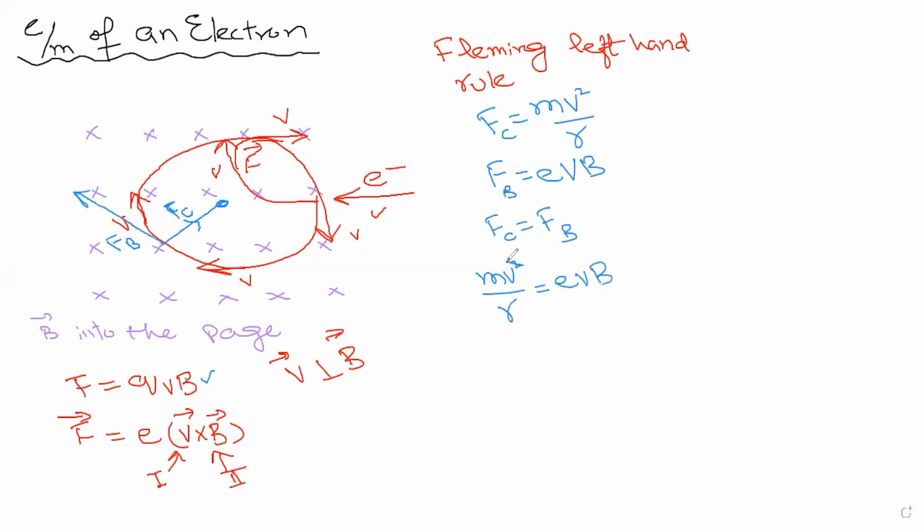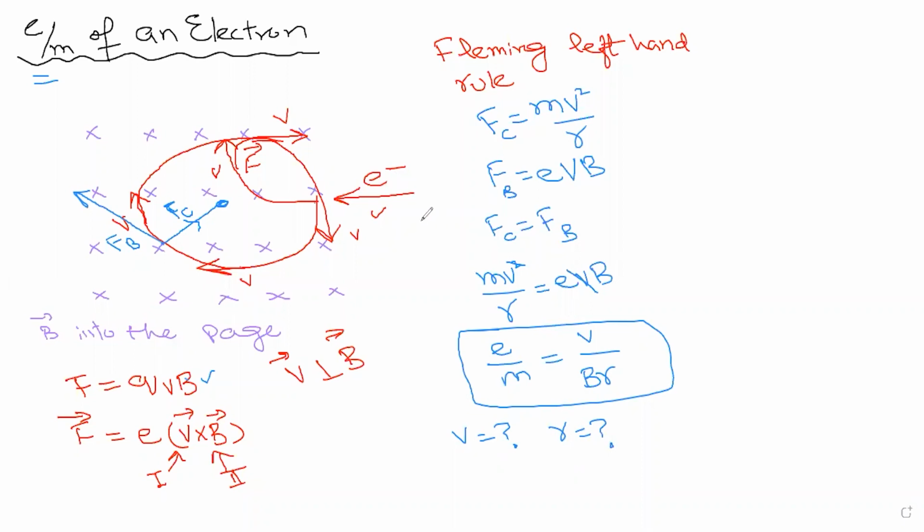We can cancel V by V square, and by rearranging this, we get E upon M equals V upon BR. This is the equation that we can use to find the charge to mass ratio. It means that a particular material has this value of charge. Now we have to find V, the velocity, and R, the radius.